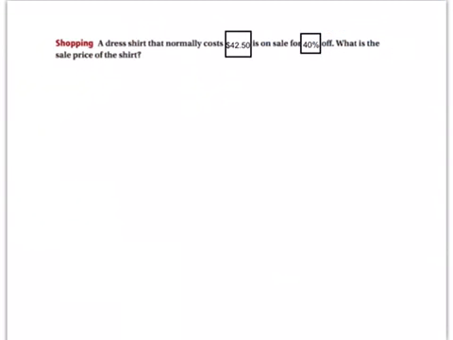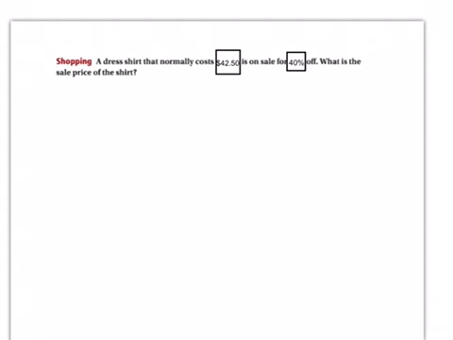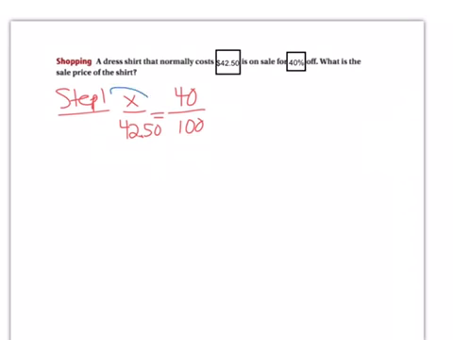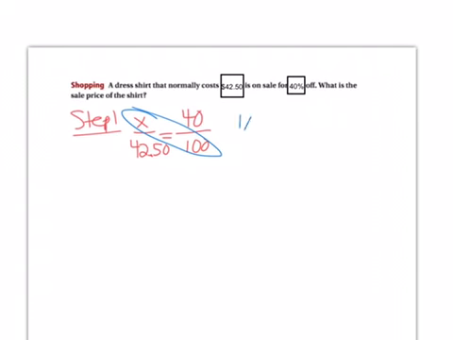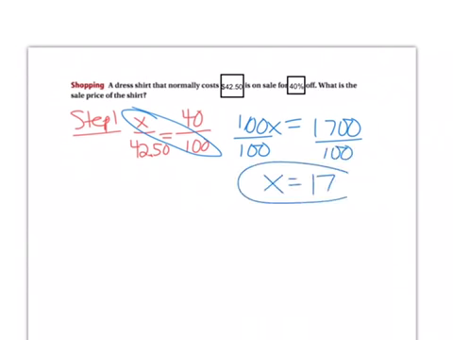Okay, so here's another example. This is more like a you try. We could do this in my steps. So I could say, okay, step 1, I'm going to do my is over of. It's 40% off. It's $42.50. I need to figure out what 40% of that is. So as I do my cross multiplication, I've got 100x equals 40 times 42.5, or 1,700. Divide by 100, and you get x equals 17.